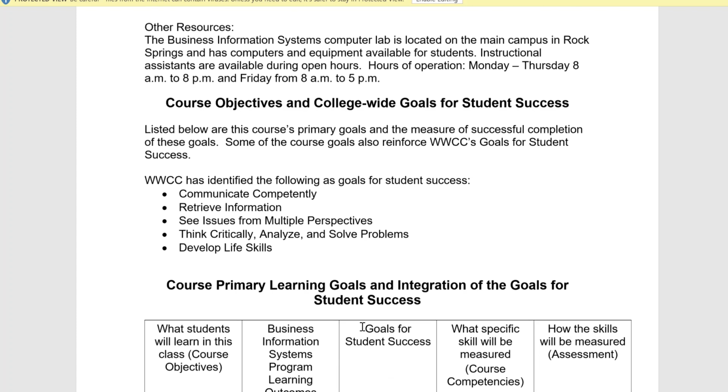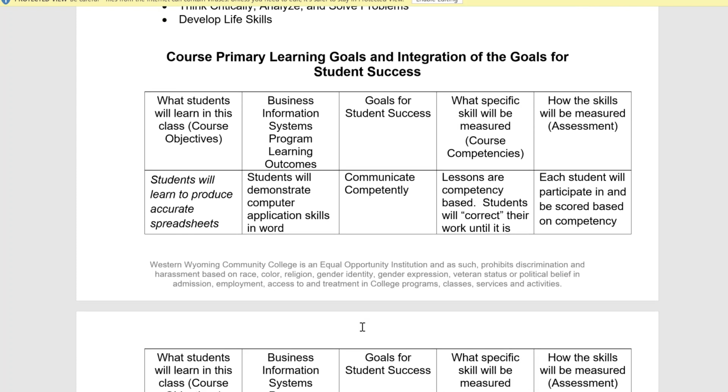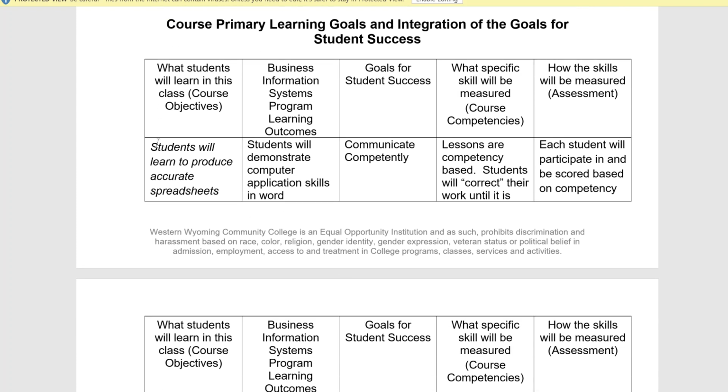All right, taking a look at our college-wide goals for student success and how they fit into the goals for this class. In looking just in the left-hand column, one of our first goals, and I've already said it a couple of times, is you will learn to produce accurate spreadsheets. You guys will correct spreadsheets that are not right and turn them in again until you get them right, and you will get full credit on them.